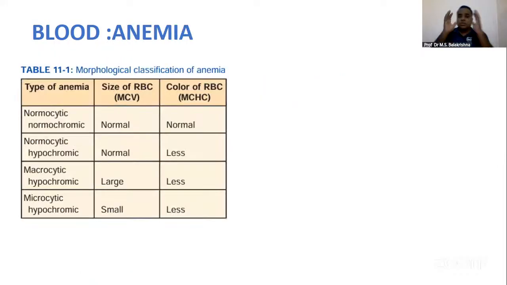Now coming to the major part where a lot of applied questions are asked, that is anemia. There are four types of anemia based on size and color. Four types you can call it. Normocytic normochromic anemia. Next is normocytic hypochromic anemia. Then macrocytic hypochromic anemia. And the last one is microcytic hypochromic anemia.